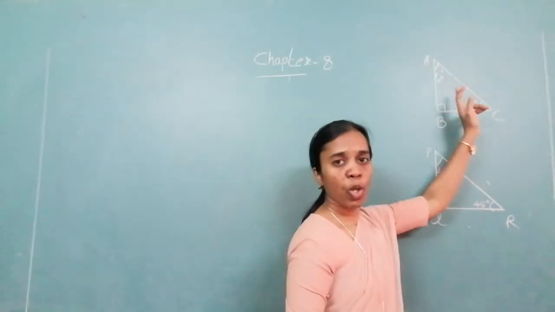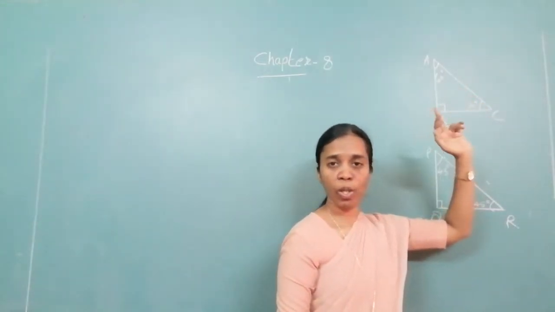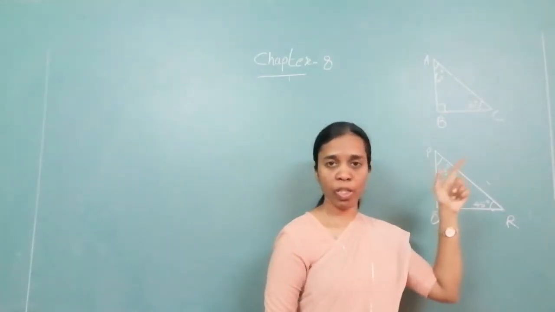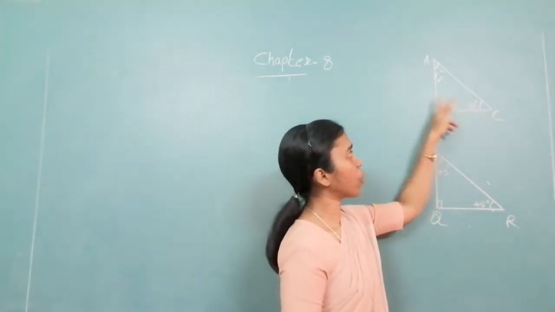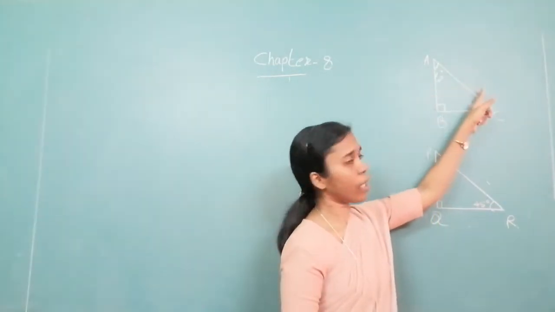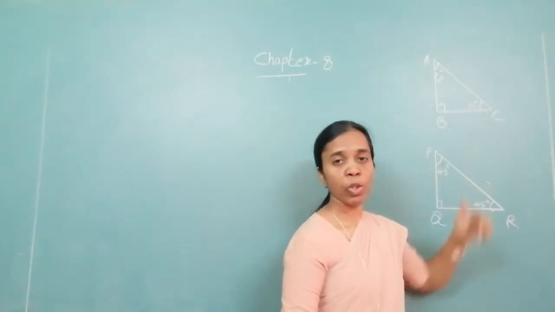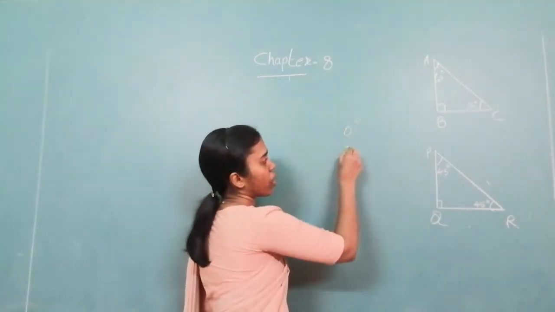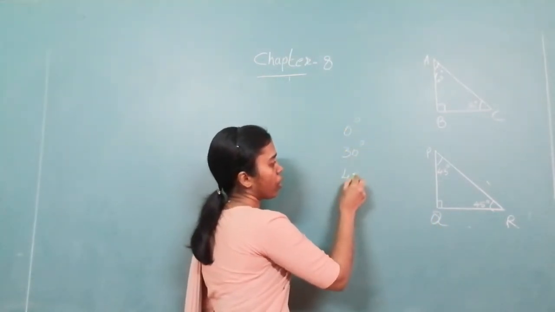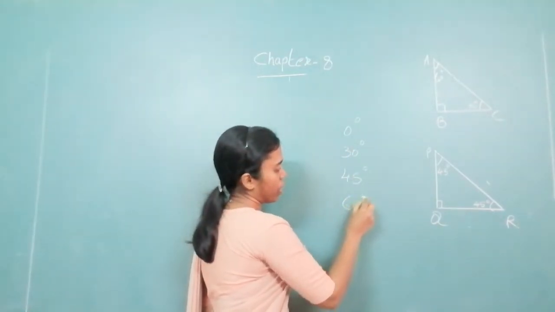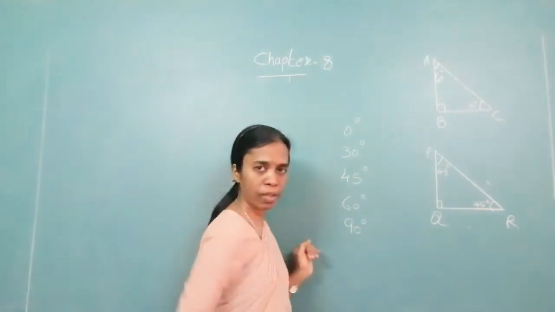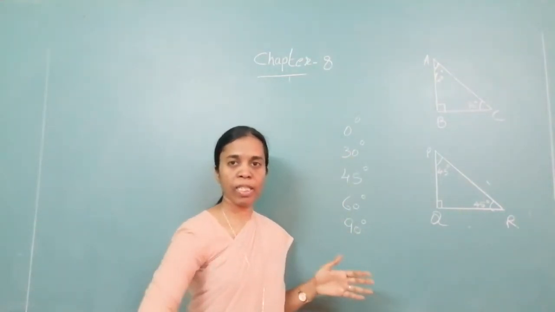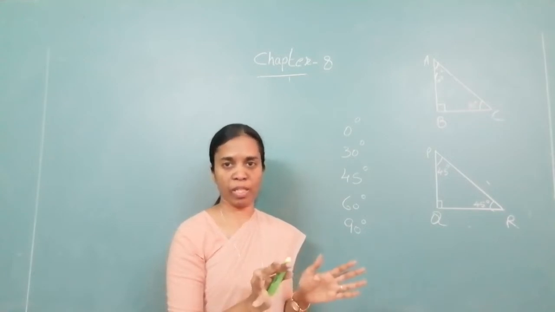Suppose I say cos 60. Cos is what? Adjacent upon hypotenuse. So adjacent upon hypotenuse. 30, 60, 90, you know that opposite 30 is half of the hypotenuse, and opposite 60 is root 3 upon 2. So these values are fixed. Values are fixed for 0 degree, 30 degree, 45 degree, 60 degree, 90 degree. Okay. How many measures are there? 5 measures. So for these measures, these values are fixed.